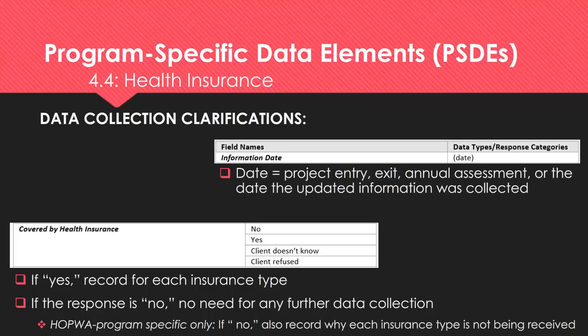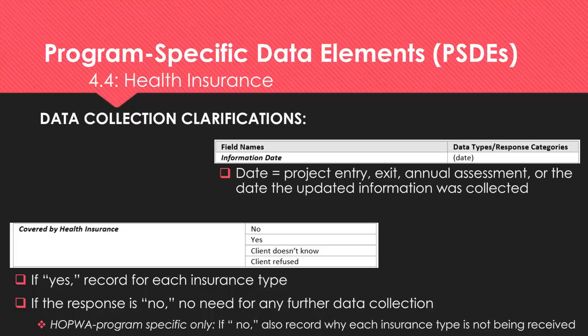Element 4.4 is health insurance. There is a new question, information date. This is the date the information about health insurance was received. Please update it accurately. It can be at project entry, at interim, or at exit, and should be updated throughout the project. The questions covered by health insurance can be answered yes or no.